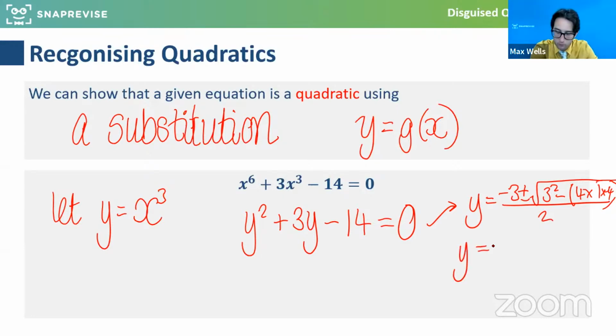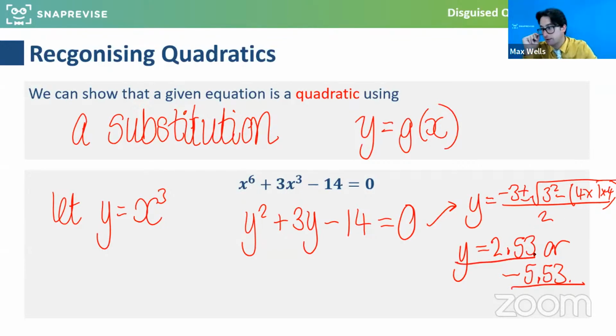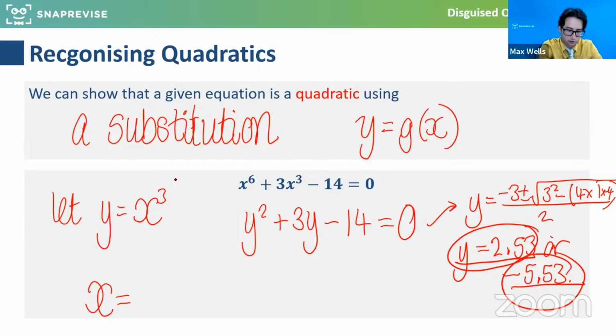And I believe y will come out as 2.53. Do feel free to work ahead of me. Or minus 5.53. Now, what do we need to do here? We've solved it for y, but we weren't actually solving a question that used y. We invented y ourselves. So what do we need to do at this stage? We actually want solutions for x. So what we're going to need to do is take our values of y and think about the substitution.